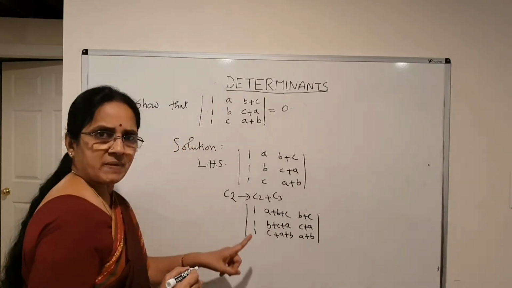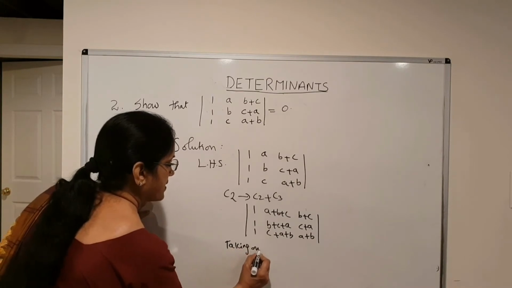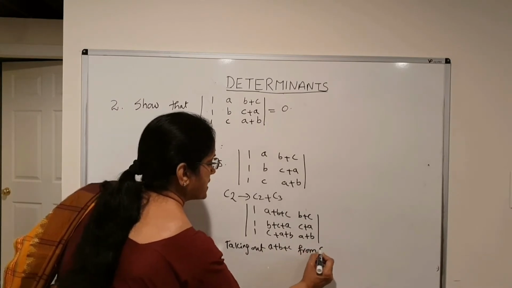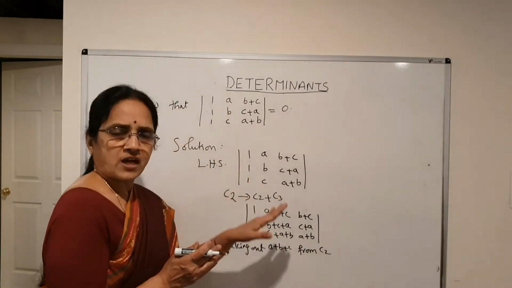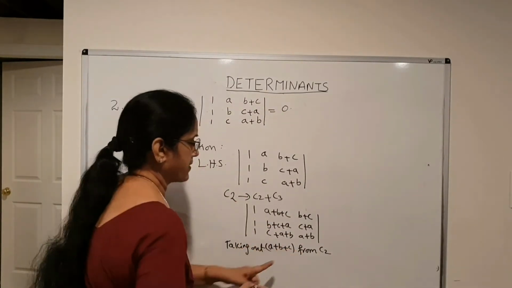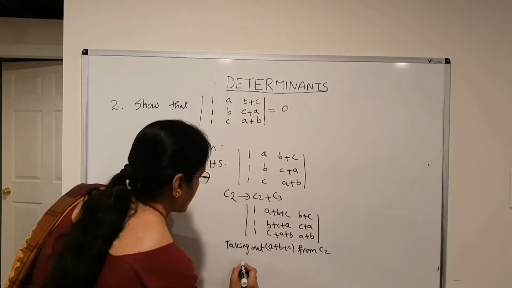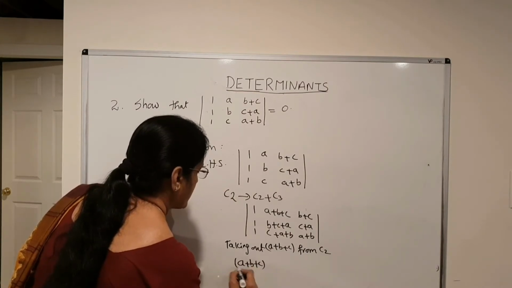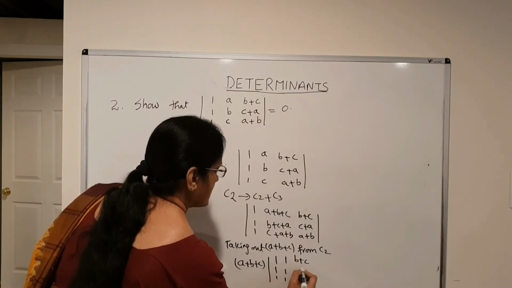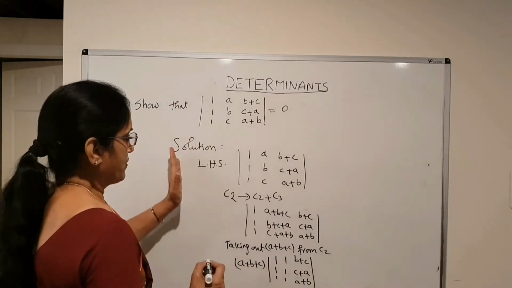Now, what is going to be my next step? Taking out A plus B plus C from C2. See, whatever operations we are going to apply, that should be written very clearly. Taking out A plus B plus C from C2. What will happen in that case? When you take out, you will be getting A plus B plus C. If you take it out, inside will be 1, 1, 1, 1, 1, 1, B plus C, C plus A, A plus B. Okay, I am doing only LHS.